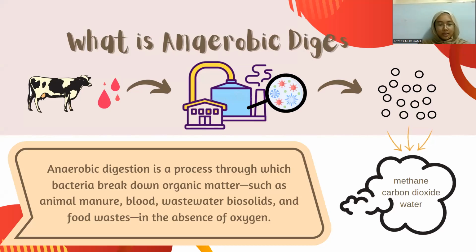So what is anaerobic digestion? Anaerobic digestion is a process through which bacteria break down organic matter such as animal manure, blood, wastewater biosolids, and food waste in the absence of oxygen. So how does it work? The process takes place in an oxygen-free digester where microorganisms such as bacteria and archaea break down the organic matter. There are four main stages in the process, and each stage breaks the matter into smaller and smaller parts until the only remaining substances are methane, carbon dioxide, and water.